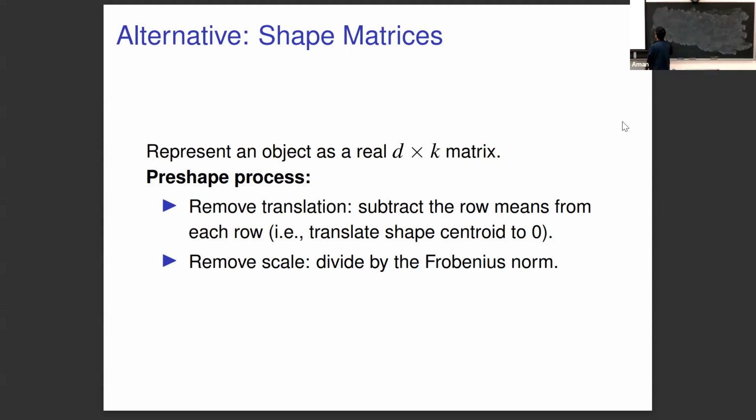Okay, so here what we do is that we first represent the shape as a D cross K matrix, where K again, as you recall, is the number of key points. And each point is D-dimensional. So that is the first step, is represent your data like this.